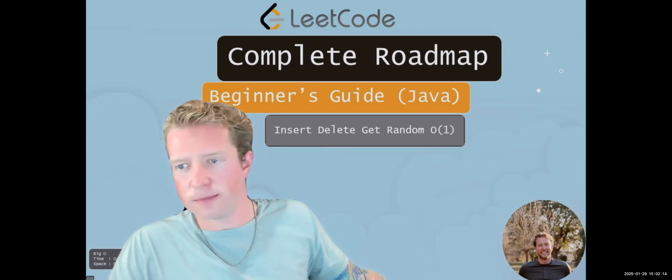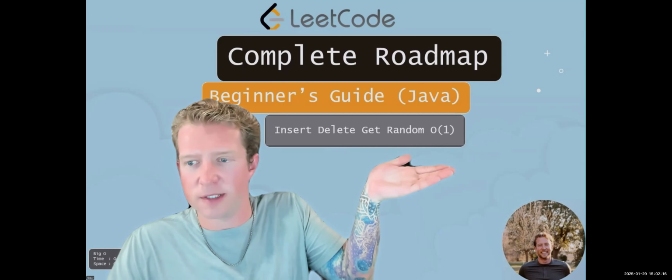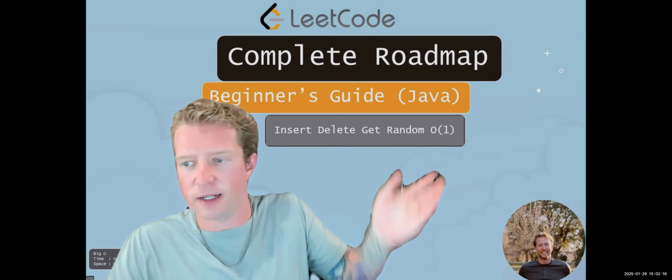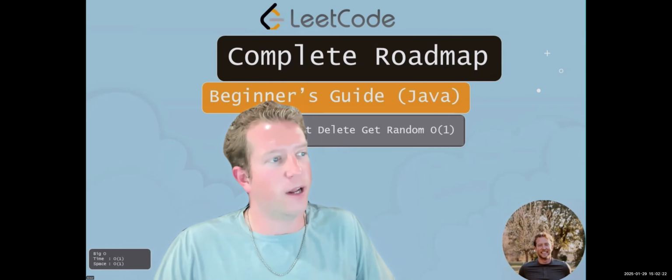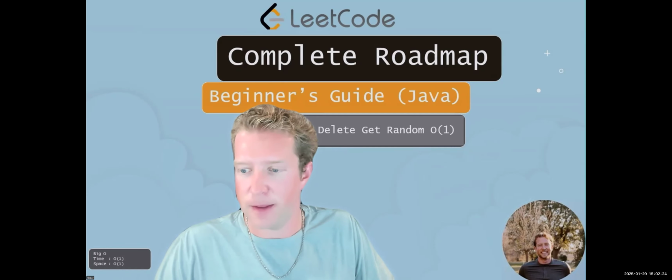All right, welcome. We're here doing another LeetCode problem. We're going to be solving Insert Delete GetRandom O(1). This is LeetCode problem 380. It's a medium, so we're going to dive right in.